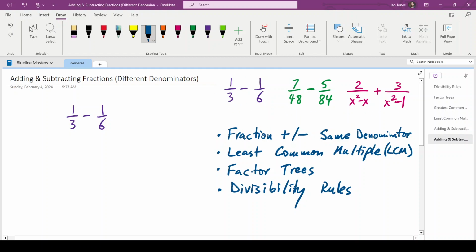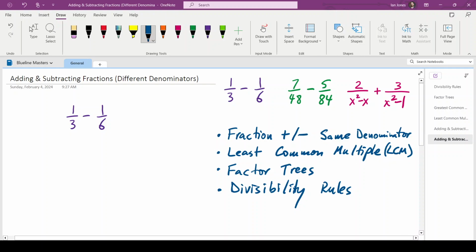Let's look at the first example there, 1/3 minus 1/6, and change the denominators so that they're the same, and then go ahead and add or subtract using same denominators. So if you don't know how to do that, I have a video on same denominator fraction addition and subtraction. You also need to know how to find the lowest common multiple.